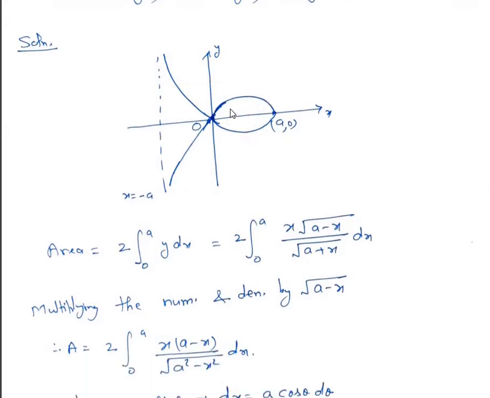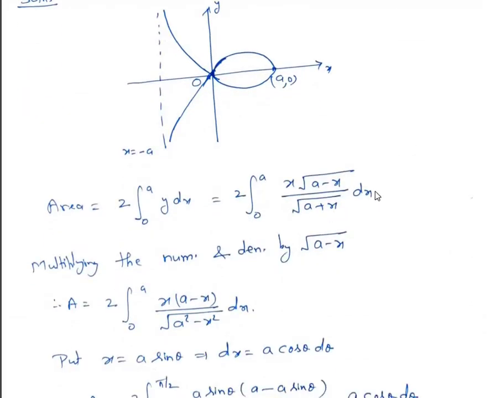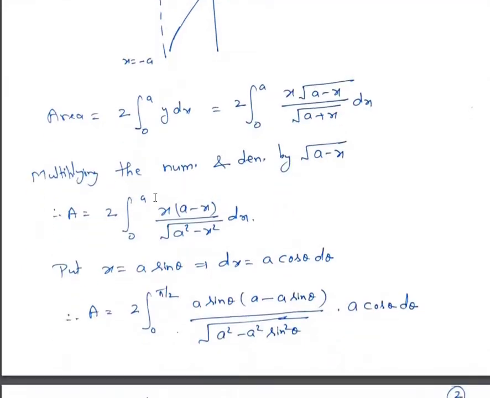So we shall find the area of the upper portion and then multiply it by 2. Limits for x are from 0 to a. So the required area is 2 times the integral from 0 to a of y dx. Now substitute the value of y from here, which is x times root of (a − x) upon root of (a + x), and then dx. Now multiply the numerator and denominator by root of (a − x). So in the numerator we have area equal to 2 times the integral from 0 to a of x(a − x) divided by root of (a² − x²) dx.